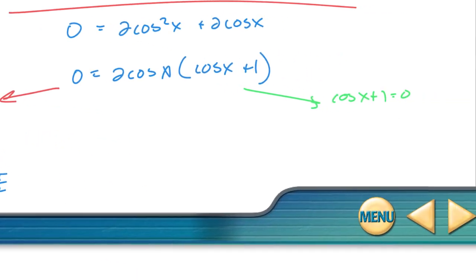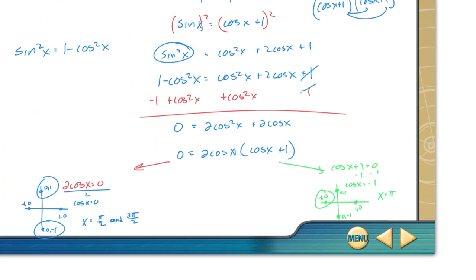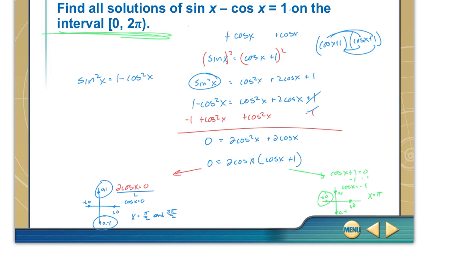And then on the other side, we subtract 1 from each side, and we get that the cosine of x has to equal negative 1. Well, that is also a quadrantal angle. So if I think about my 4 points, 1, 0, 0, 1, negative 1, 0, 0, negative 1, cosine is equal to negative 1 right there. So that gives us the answer x equals pi. So if I'm going to write down all my answers on the interval from 0 to 2 pi, I am going to have to include x equal to pi over 2, 3 pi over 2, and pi.